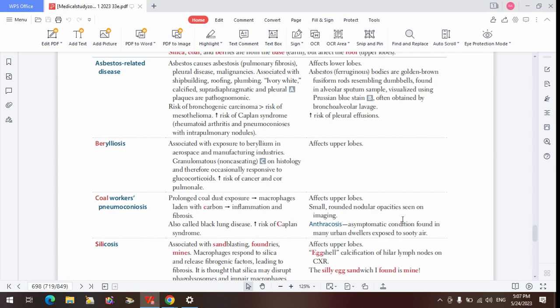If they describe small round nodular opacity in our question, you know that it is coal worker's pneumoconiosis they are talking about. If they tell us the only thing they found there is non-caseating granuloma, and the person is working in a plane building company, that is berylliosis they are talking about. If they tell us that they find some golden brown fusiform rods upon use of a particular stain, they are likely talking about ferruginous bodies, which is associated with asbestos.